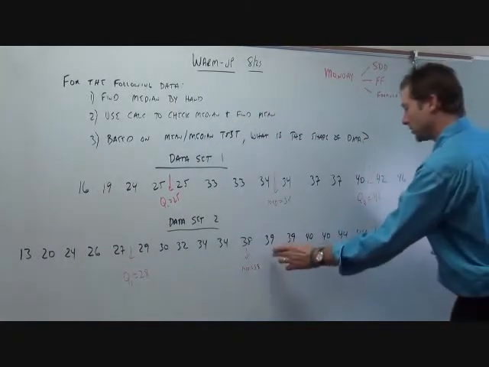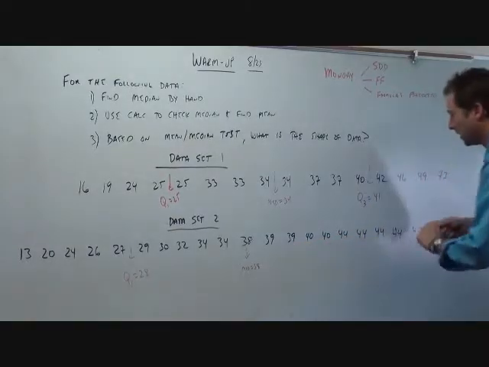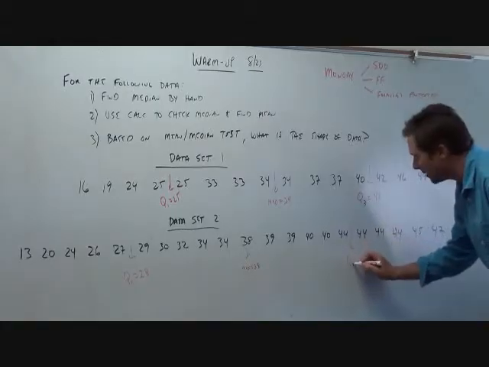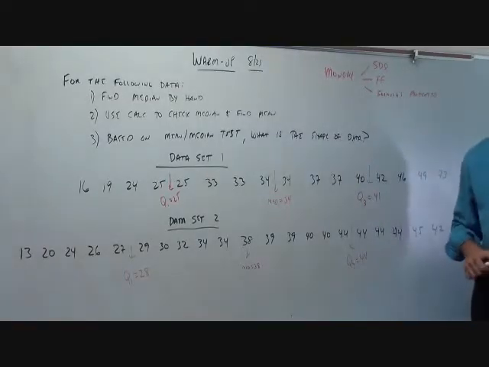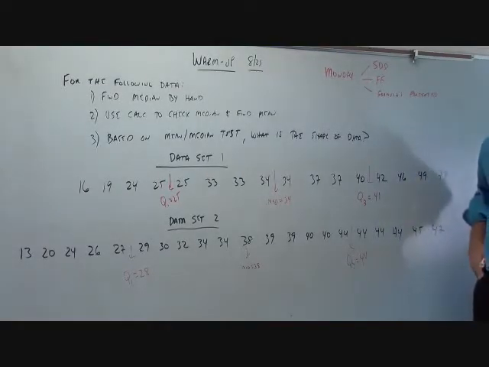Do the same thing on the other side. 1, 2, 3, 4, 5. Q3, or the 75th percentile, is 44. So when we're finding the quartiles, if the median is just one number, we act like it's not there. That's how our calculator does it.